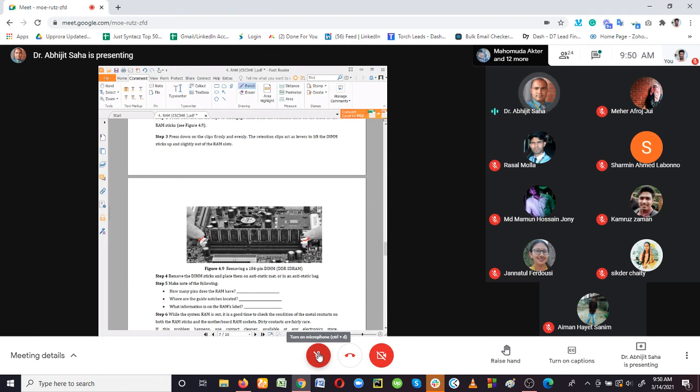There you can see that there are two clips on the RAM slots. The two clips need to be opened first. You need to take the clip on the left side to your left, and the right side one to your right. When you have opened them, you are ready to install your memory module.